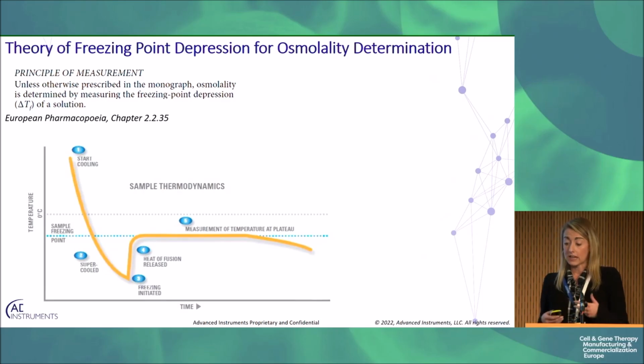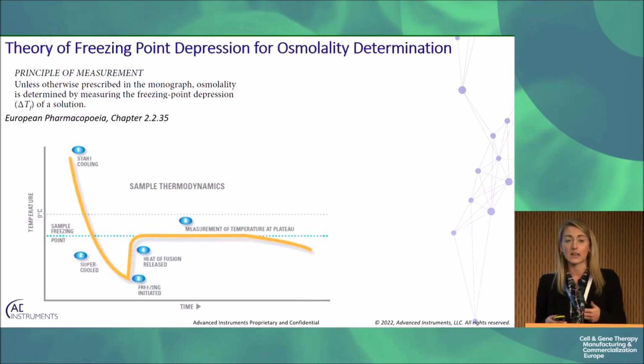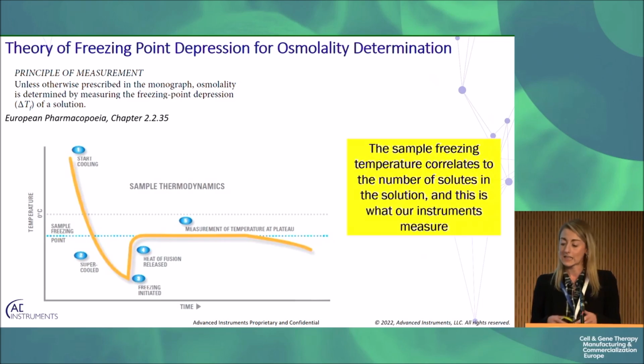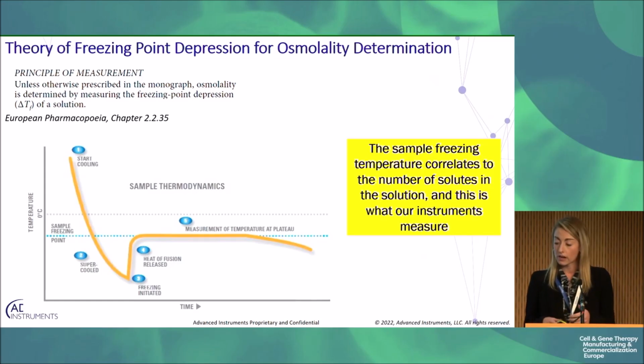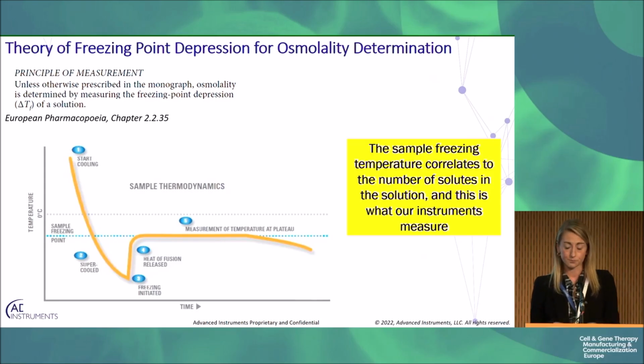With this energy release, you can see there is a temperature increase at point 4, as that heat of fusion is released. And then finally at point 5, this is where you'll be taking your osmolality measurement. You're seeing that plateau of temperature, and this is where you're seeing your osmolality result. Like it says, the sample freezing temperature correlates to the number of solutes in solution, and this is what our instruments measure.